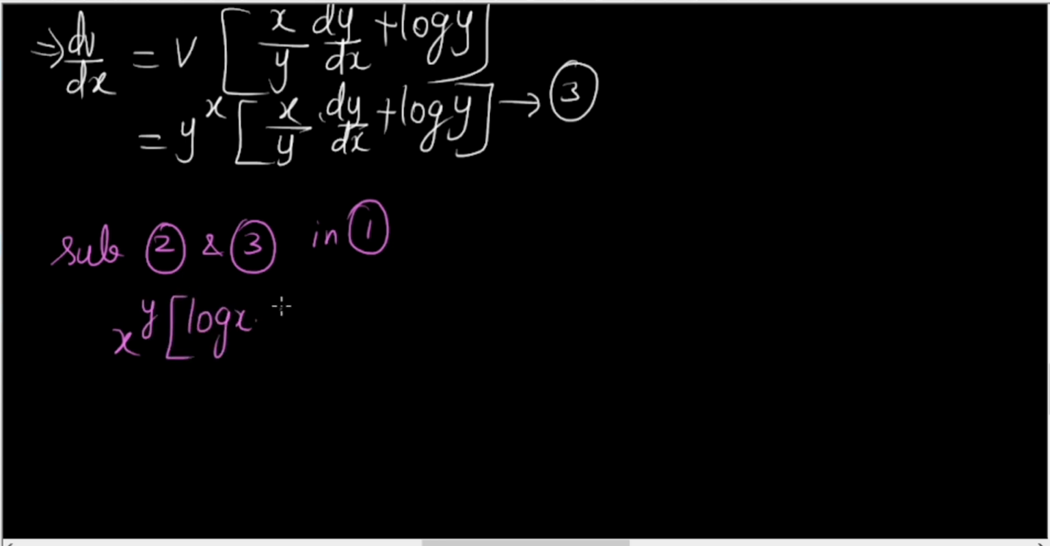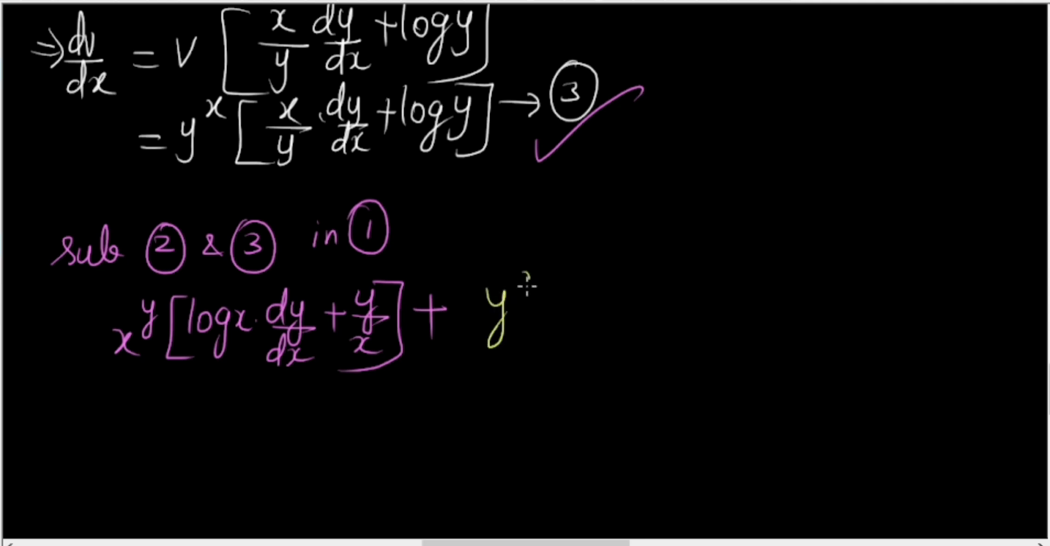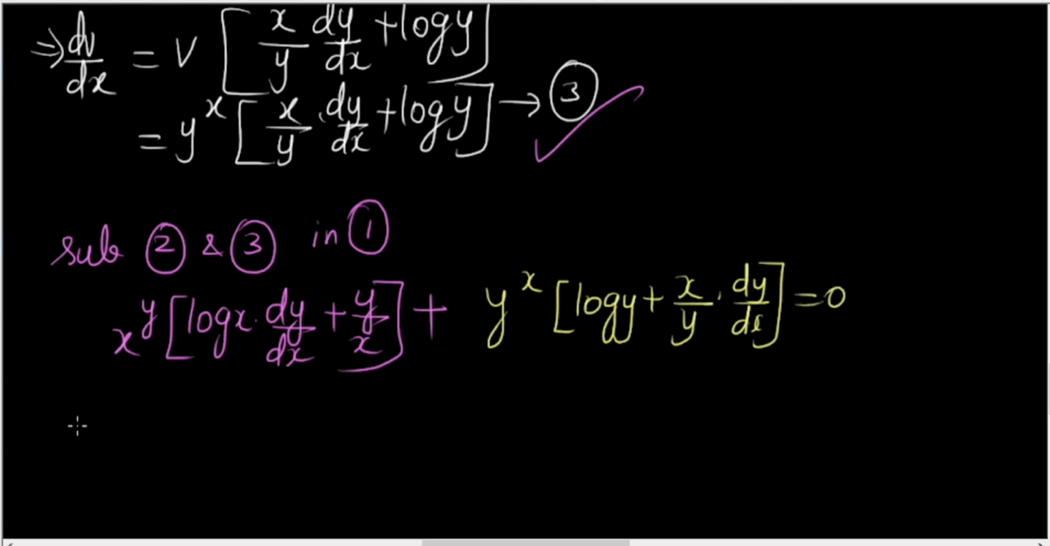Log x times dy over dx. Actually this is our du over dx, plus dv over dx is there, so that also we need to substitute, which is actually y to the power of x into log y plus x over y into dy over dx, which is equal to 0. Now what we are going to do is multiply this function inside the bracket for each and every term. So we'll do like that.